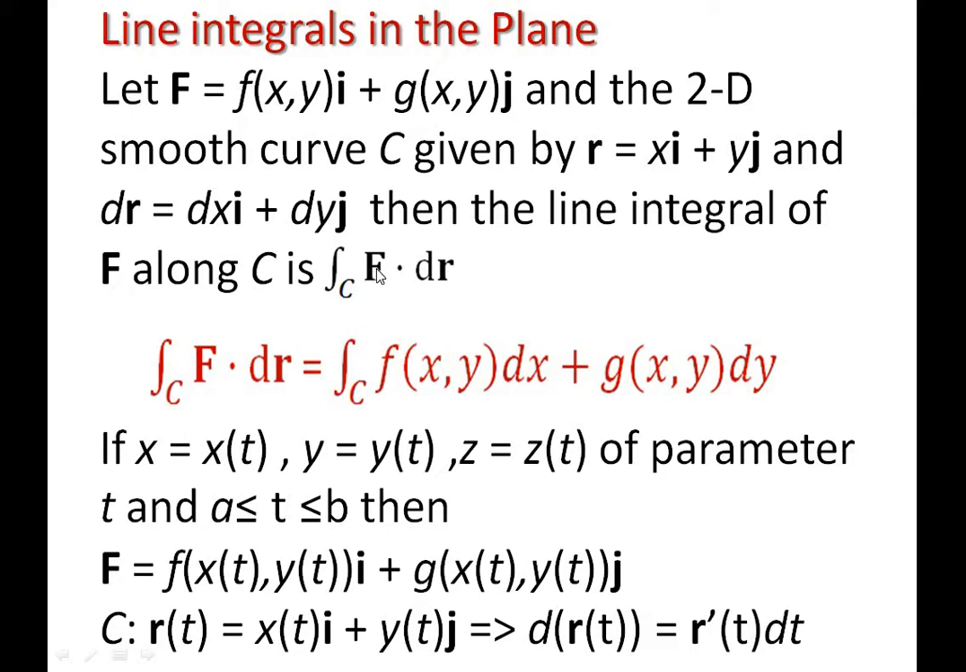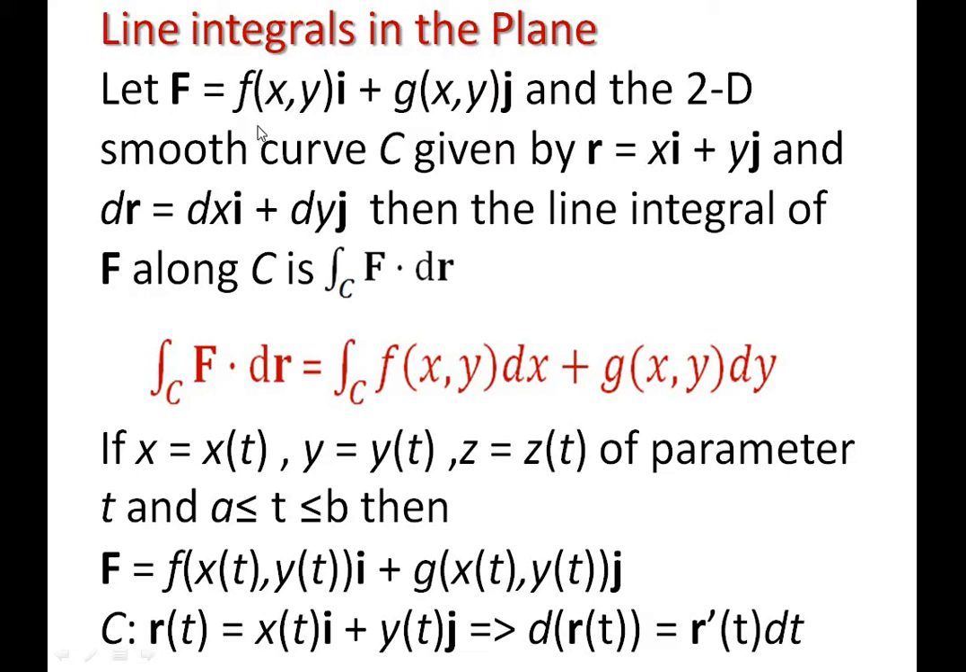Then taking the dot product of F and dr, we get the integral over C of F dot dr equal to the integral over C of F of x, y dx plus G of x, y dy. Here F of x, y and G of x, y are the components of the vector function F, and dx and dy are the components of dr.